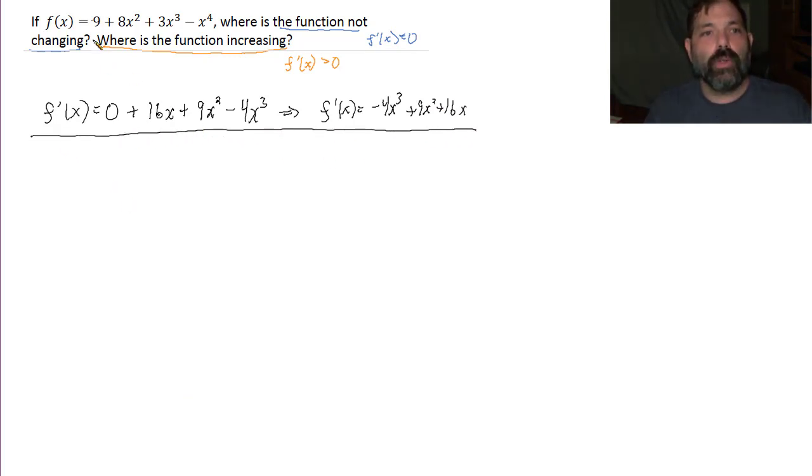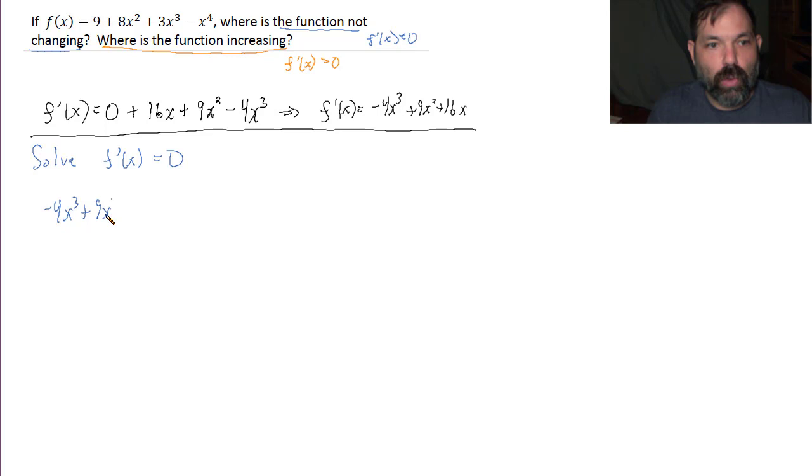All right, answering the first part. Where is the function not changing? Where is the derivative equal to 0? Let's solve f prime of x equals 0. So that's negative 4x cubed plus 9x squared plus 16x is equal to 0.